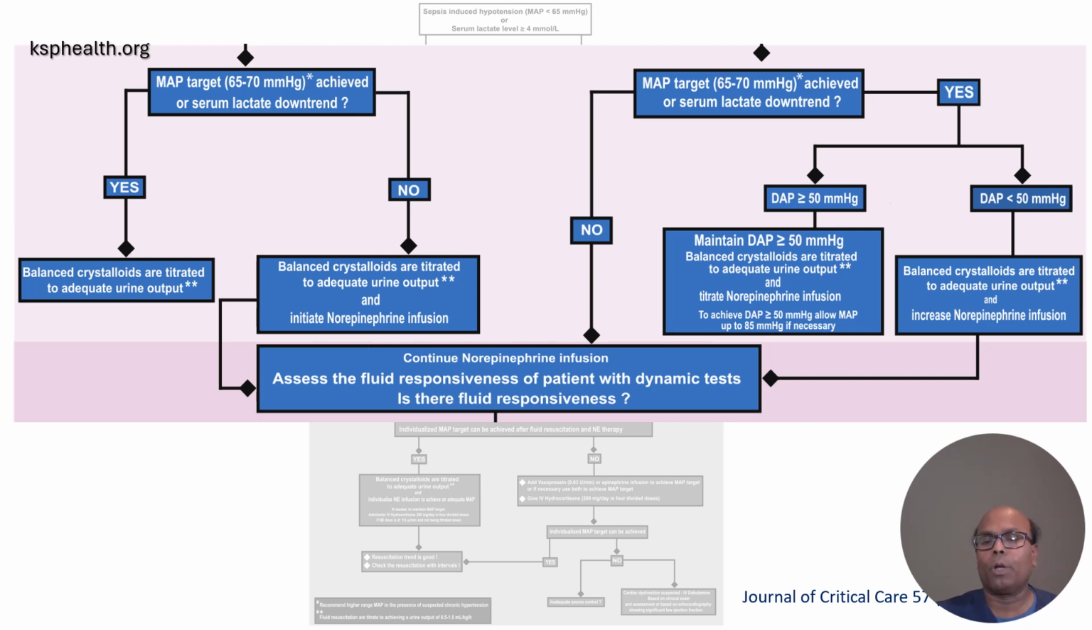If he's doing okay, look at the diastolic blood pressure. If it is more than 50, monitor. If the diastolic blood pressure is less than 50, go up on the norepinephrine infusion in that patient, and assess the fluid responsiveness with dynamic tests.